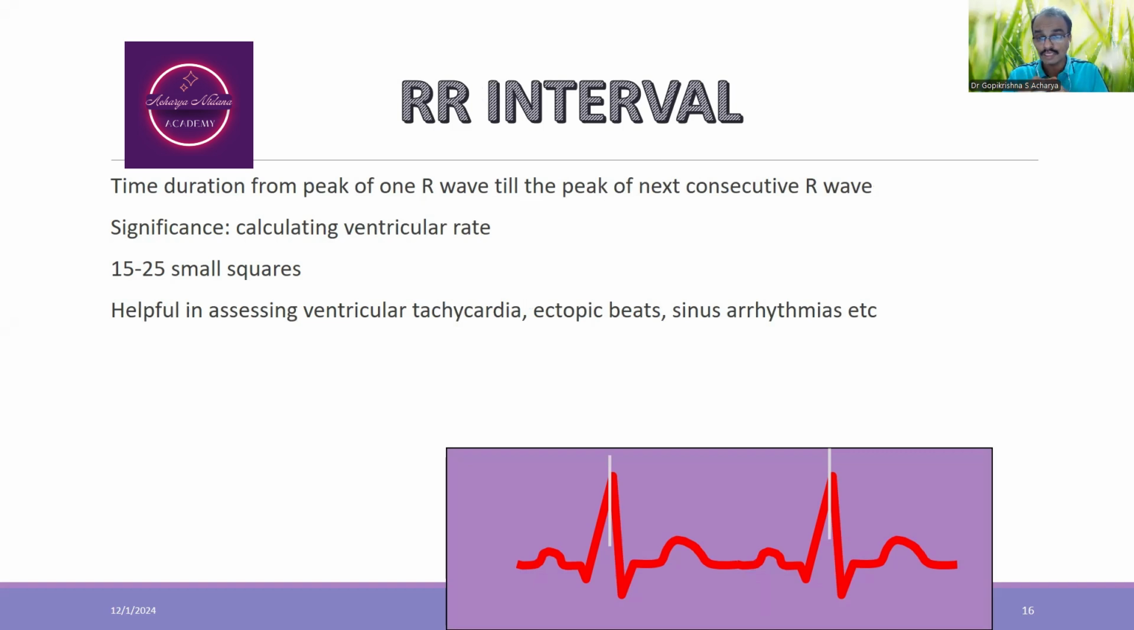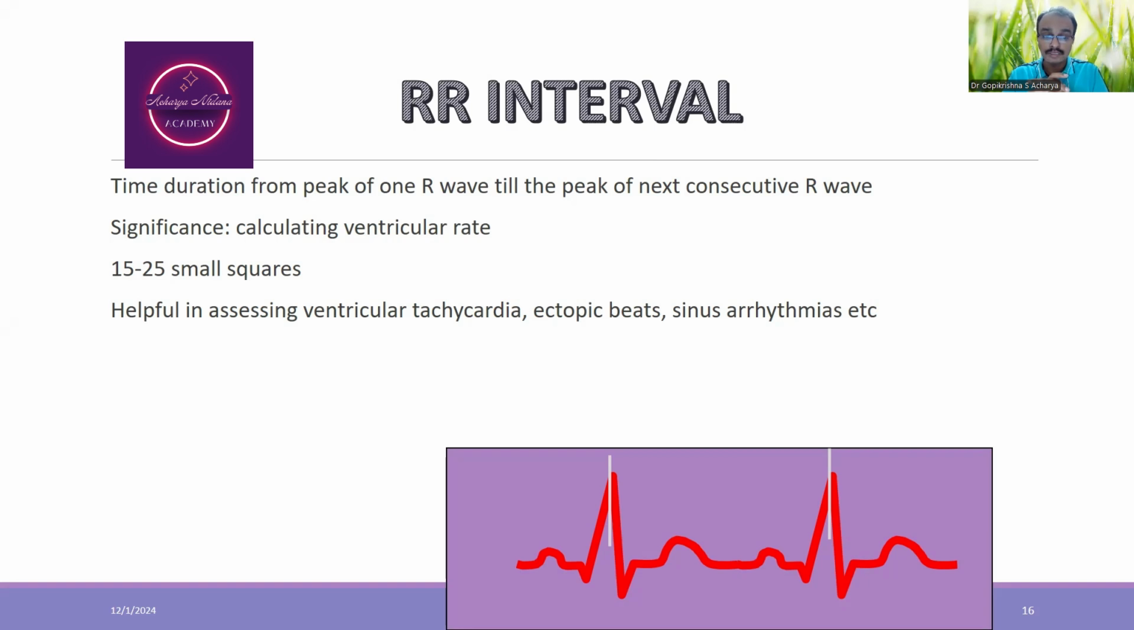When you think about the RR interval, it is nothing but the time duration between the peak of one R wave till the peak of the next consecutive R wave. Its significance is that it is helpful in calculating the ventricular rate. As we have discussed earlier, the PP interval will be similar to the RR interval. That means 15 to 25 small squares normally. That means 0.6 to 1 second normally.